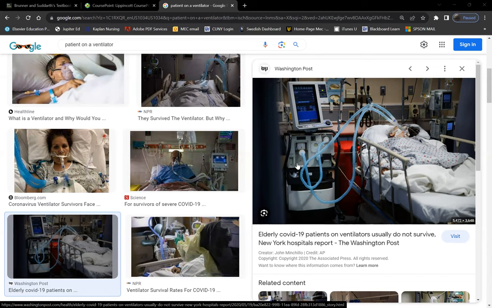Moisture. So as each breath enters, look at this dependent loop right here. What will gather in this part of the circuit? There will be moisture, and eventually, after a week or more, there will be water there. What can that water do to the pressure between the vent and the patient's lung? What pressure will be triggered? High or low? High pressure.